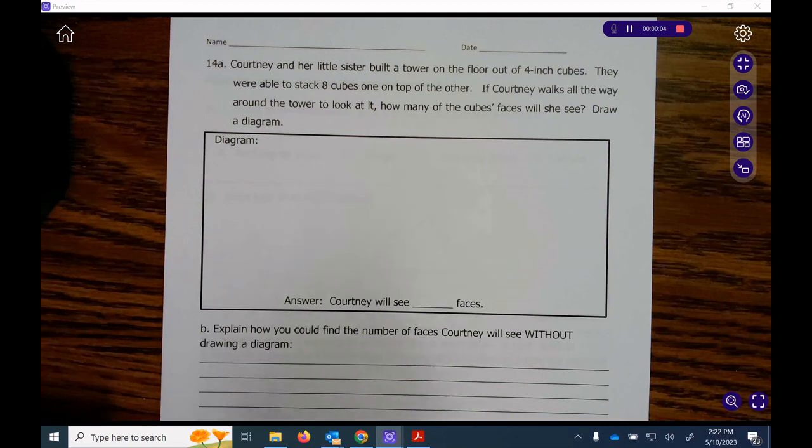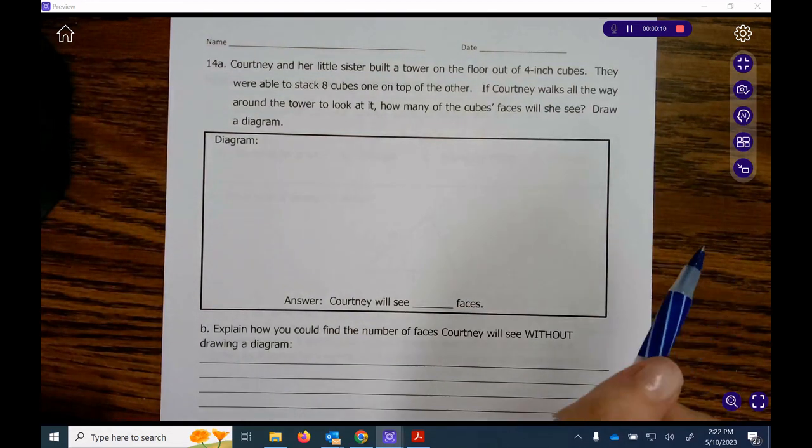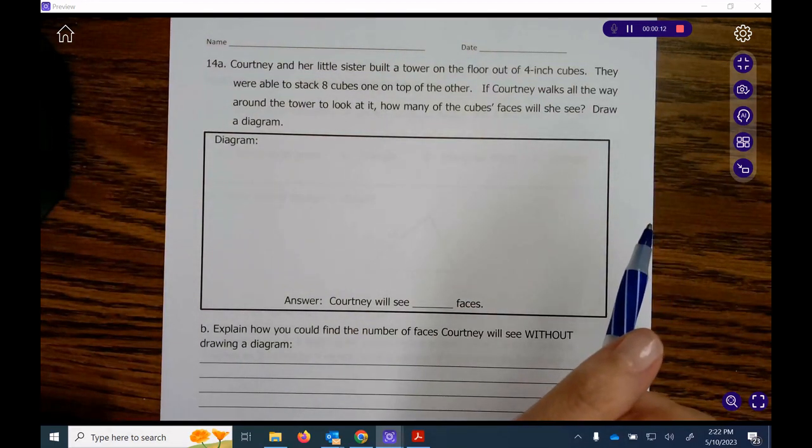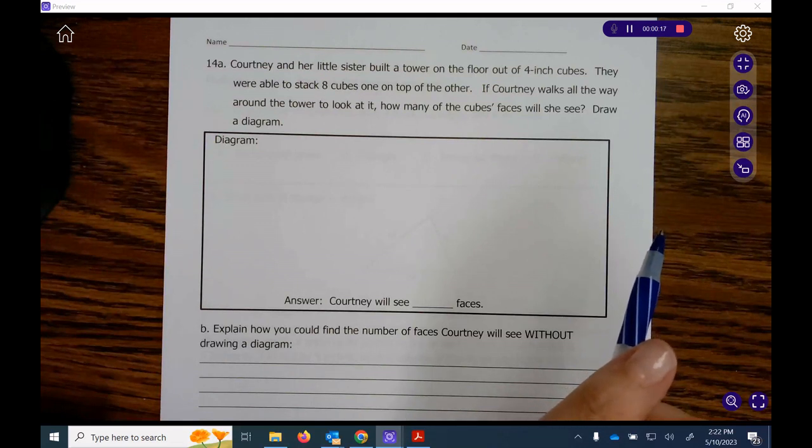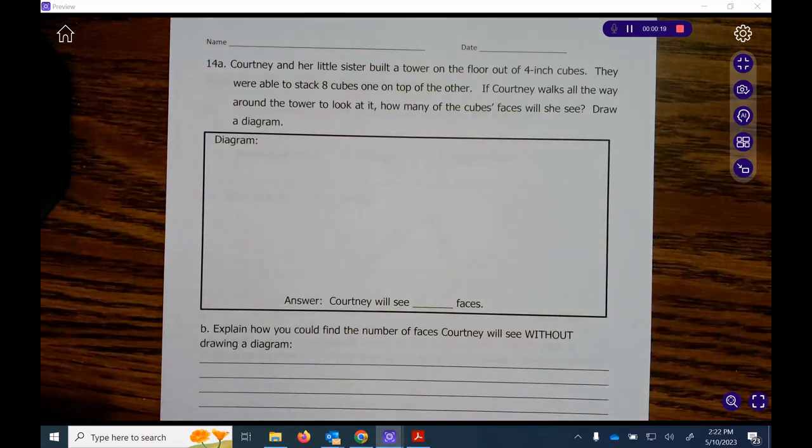14a. Courtney and her little sister built a tower on the floor out of 4-inch cubes. They were able to stack 8 cubes, one on top of the other. If Courtney walks all the way around the tower to look at it, how many of the cube's faces will she see? Draw a diagram.